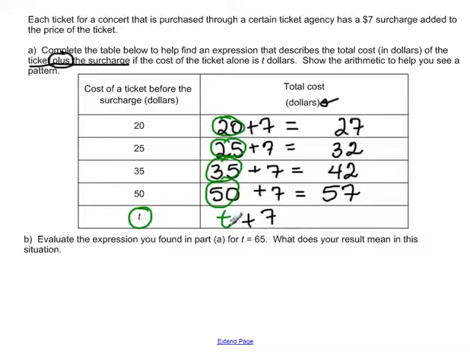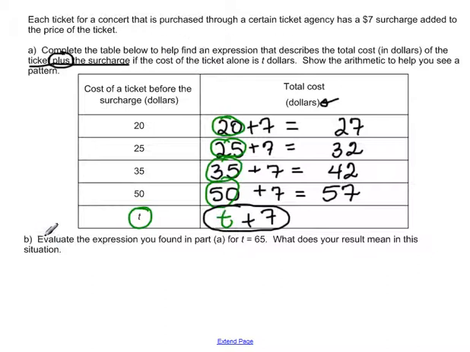And notice how putting the little hook on the T helps me to distinguish it from a plus sign. That may be something that you want to do. If you make your T's and they look like a plus sign, just put a little hook at the end and that'll help you to keep track. So this would be our expression, T plus 7. Okay, that's what they were asking us to do. Find an expression that describes the total cost.